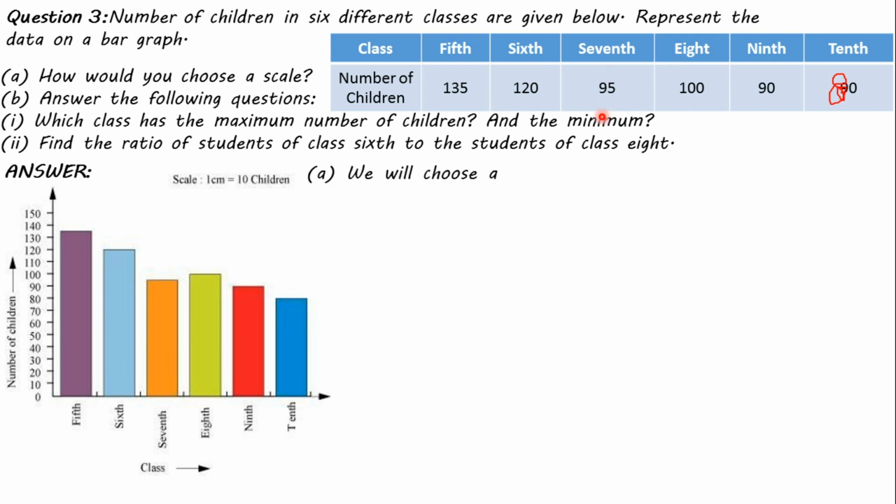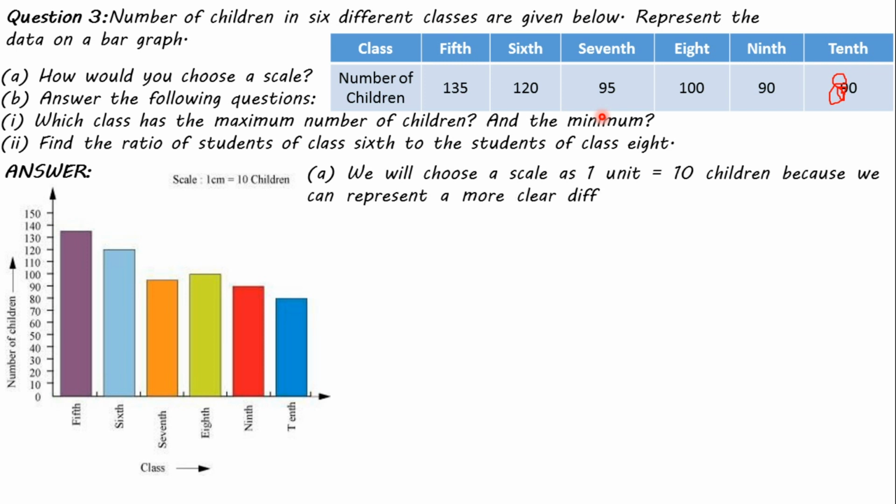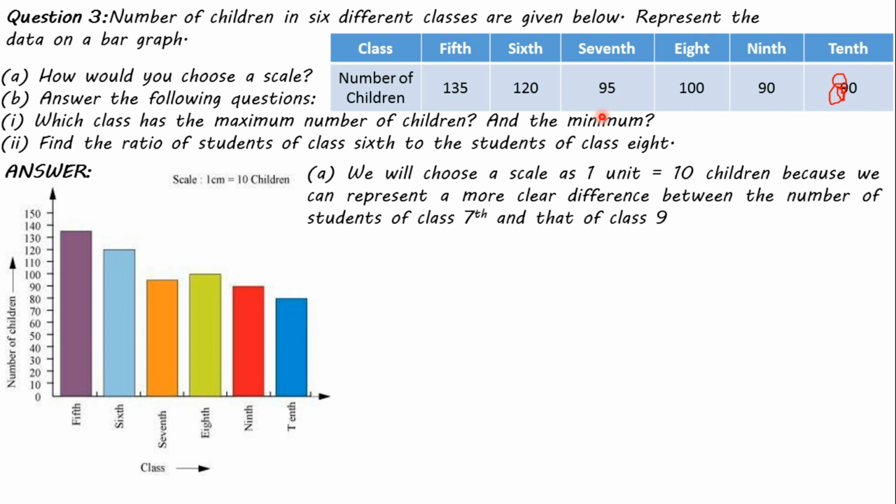Let's see. A. We will choose a scale of 1 unit equals 10 children because it can represent a clearer difference between the numbers of students of class 7th and class 9th. So here I already showed you, beta, 135, 120, 100, 90. Most numbers contain 0 at the last place, so definitely it should be divided by 10. Most numbers are divisible by 10. Yes or no? So we can choose the scale of 10.